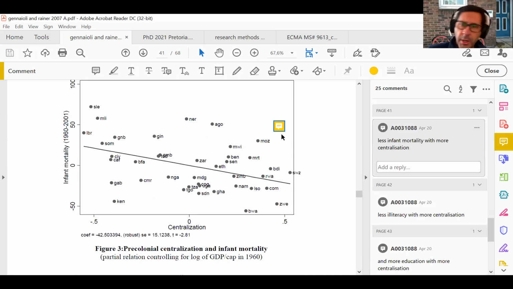Then again, more plots, less infant mortality with more centralization. So here, obviously, we expect a negative correlation, right? Infant mortality is decreasing on political centralization, right? And infant mortality is probably a proxy for health goods provision.